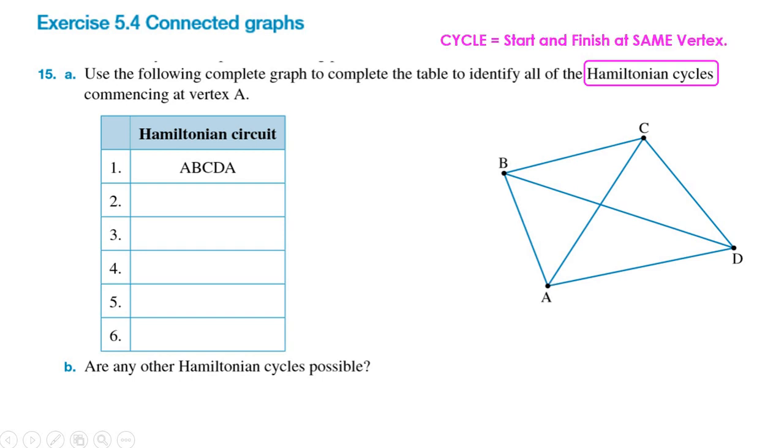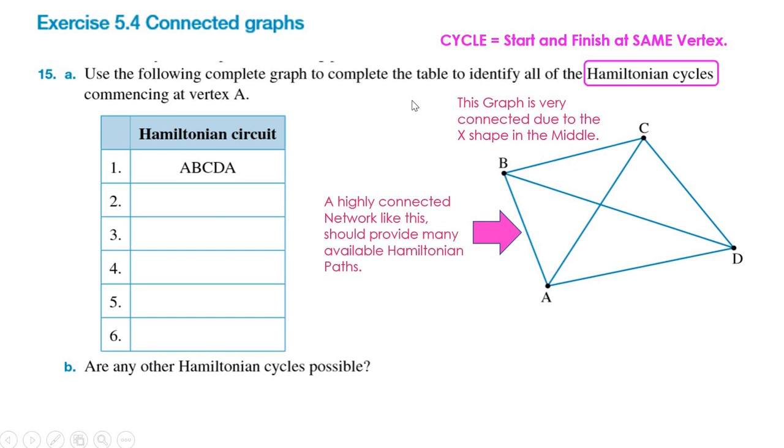Well, it turns out we'll give you a little clue on this. This graph is very connected because of the crisscross X shape in the middle. And that's why they've got 6 possible Hamiltonian circuits we can do that all start, because the question did say we have to commence at vertex A. So we've got to start at A on these. All right, so there should be many Hamilton paths.